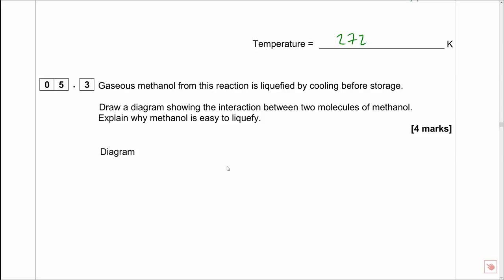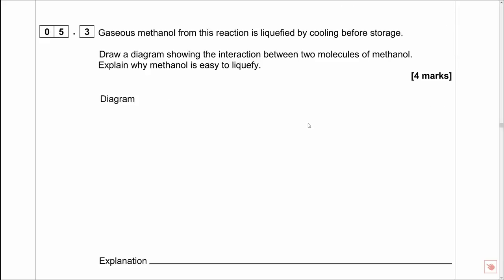It's a fairly vague question there. Draw a diagram showing the interaction. Well, interaction between two molecules, we're looking at IMF, so intermolecular forces. If you think about the structure of methanol, we have one of our N, O, F group joined directly to hydrogen, therefore we do have hydrogen bonding occurring.